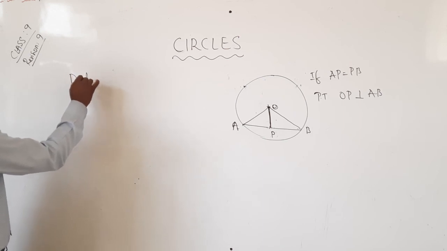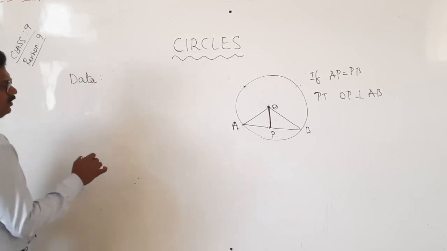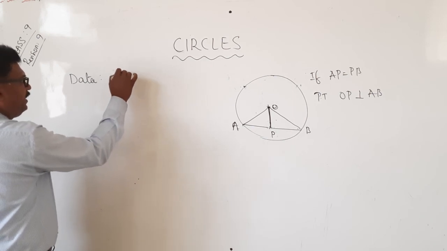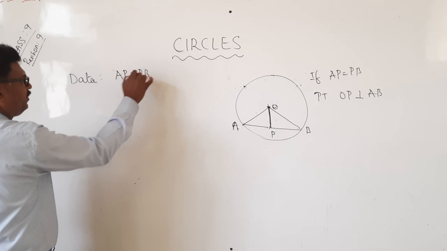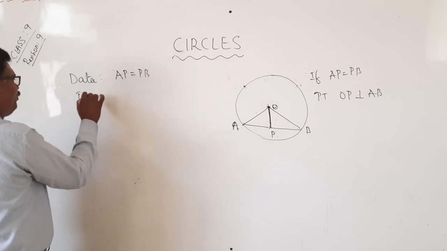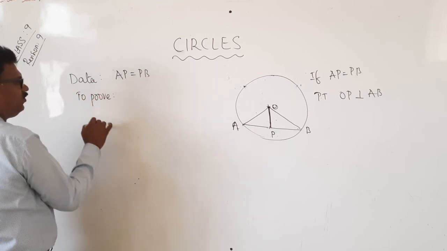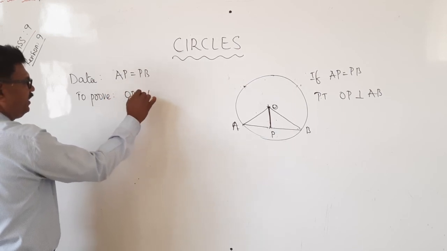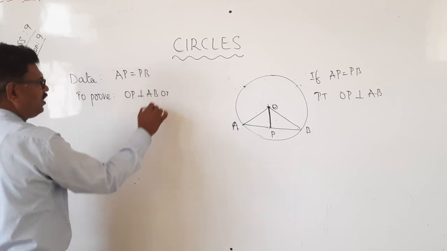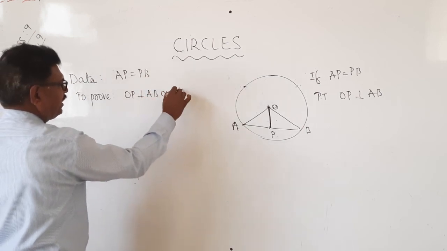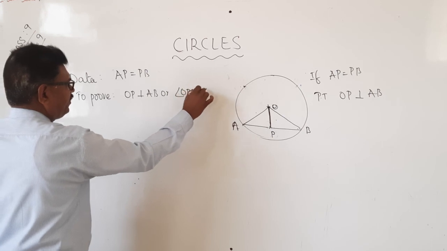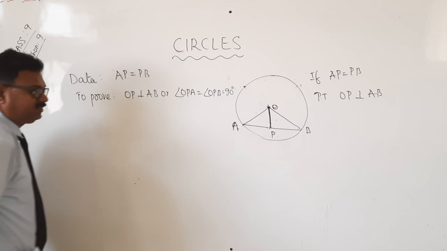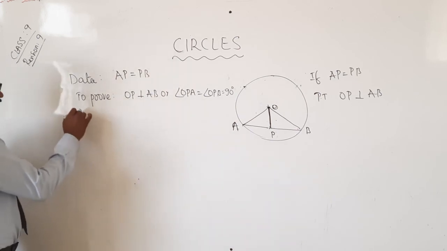Yes, data. So what is the data here? AP equal to PB. To prove, what we have to prove? OP perpendicular to AB, or we can prove angle OPA equal to angle OPB equal to 90 degrees. Now proof.